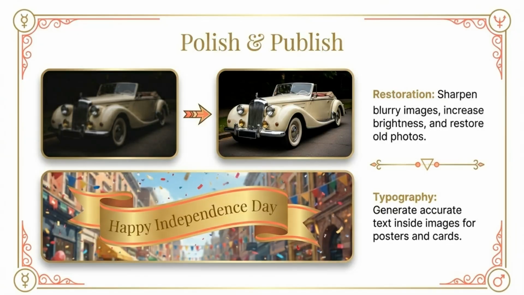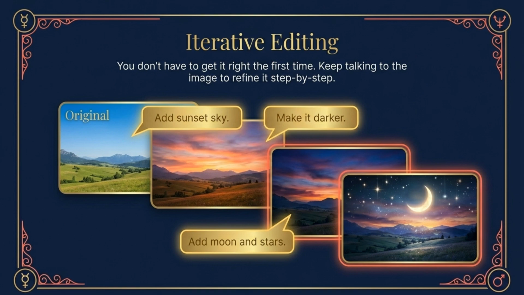Polish and publish your work. AI can restore blurry images by sharpening and increasing brightness. It can also generate accurate text inside images for typography on posters and cards. The power of iterative editing means you don't have to get it right the first time. Keep talking to the image, refining it step by step to achieve the final result you envision.